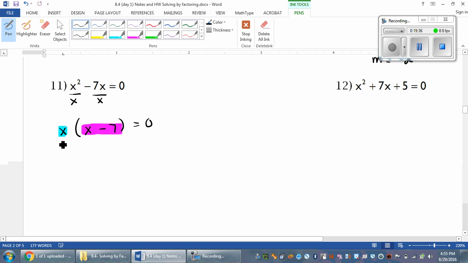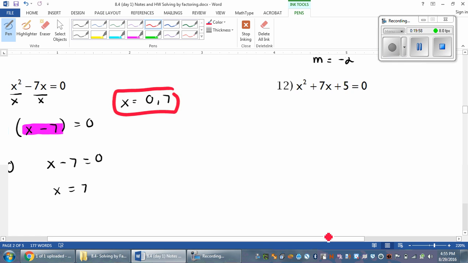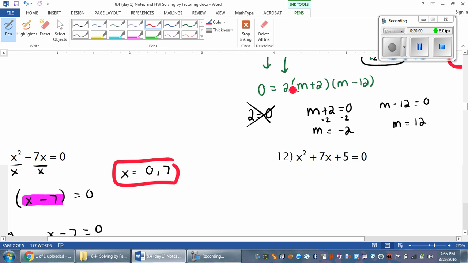Since there's an x out here, I am going to set it equal to 0 because 0 can equal x, and 0 is a number. Right? And then I'm going to set x minus 7 is equal to 0. Add 7 to both sides, x equals 7. My two solutions are 0, 7. Again, if it has a variable, has a letter, set it equal to 0. That's why I set x equal to 0. If it doesn't have a variable like that 2, ignore it.